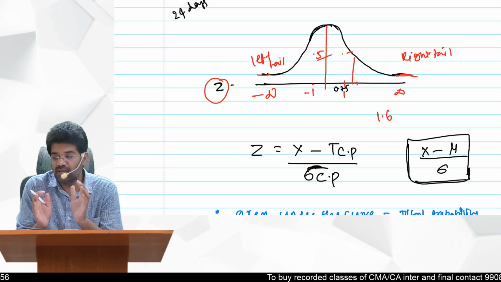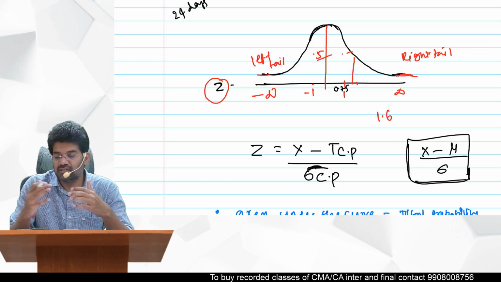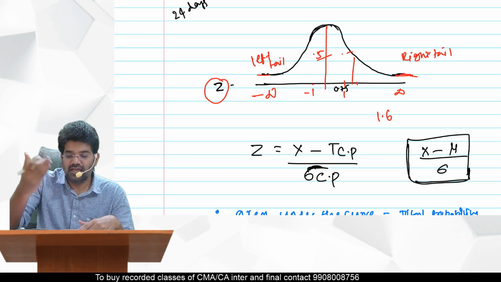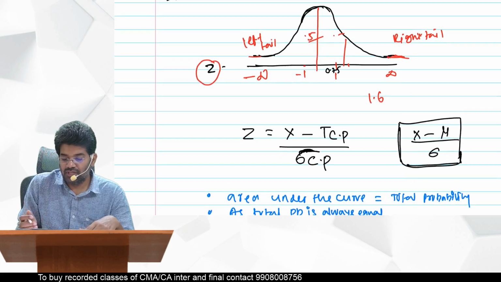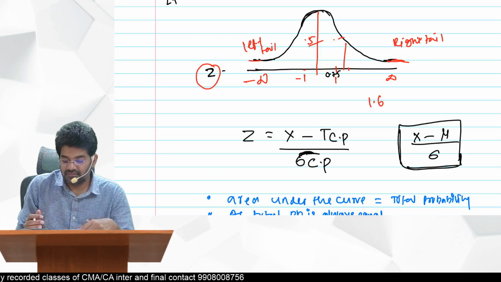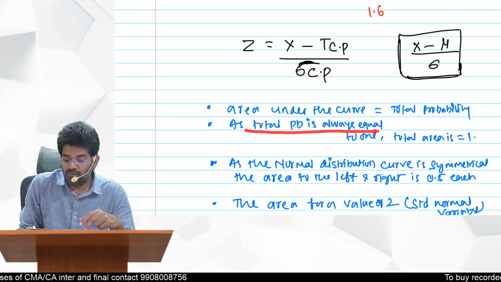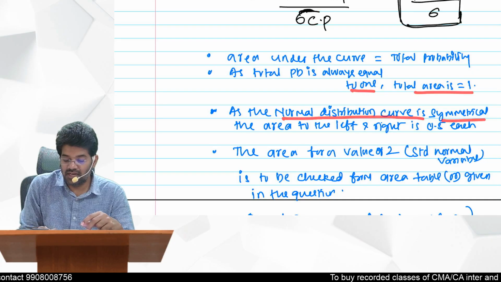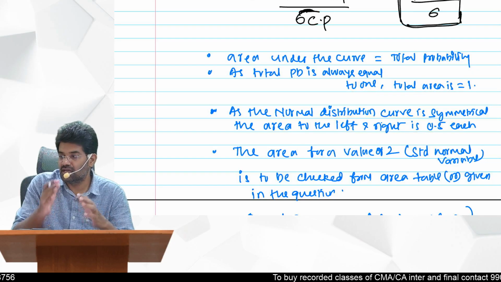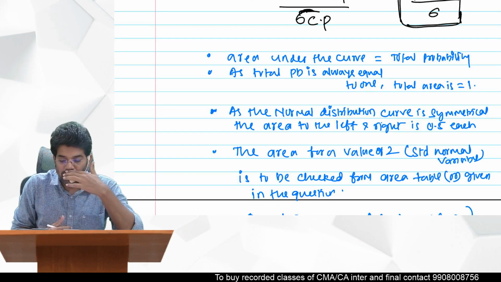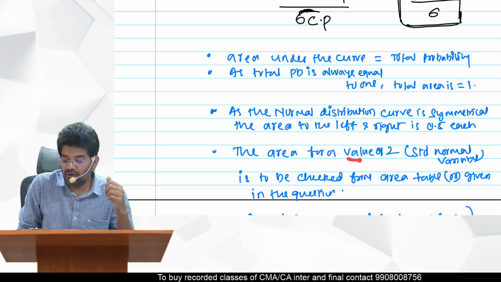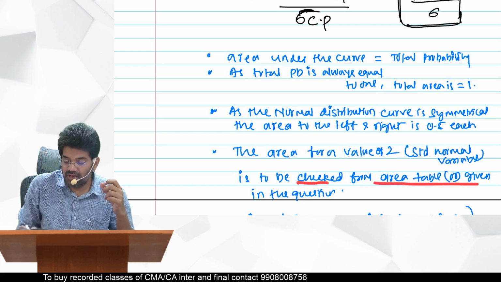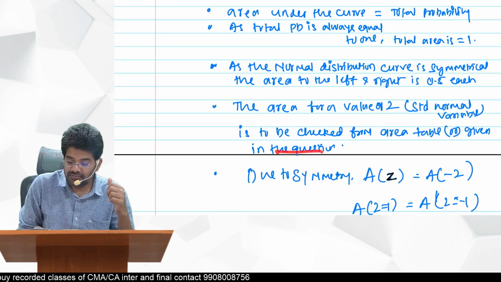So first I am trying to explain this table here, the normal distribution curve, and then how to ascertain the probability. Then we will take our questions. So the entire area is equal to 1 here. As total probability is always equal to 1, total area is equal to 1. As the normal distribution curve is symmetrical, the area to the left and right is 0.5. Symmetrical means equal. The area for a value of z from the standard normal variable is to be checked from the area table or given in the question.